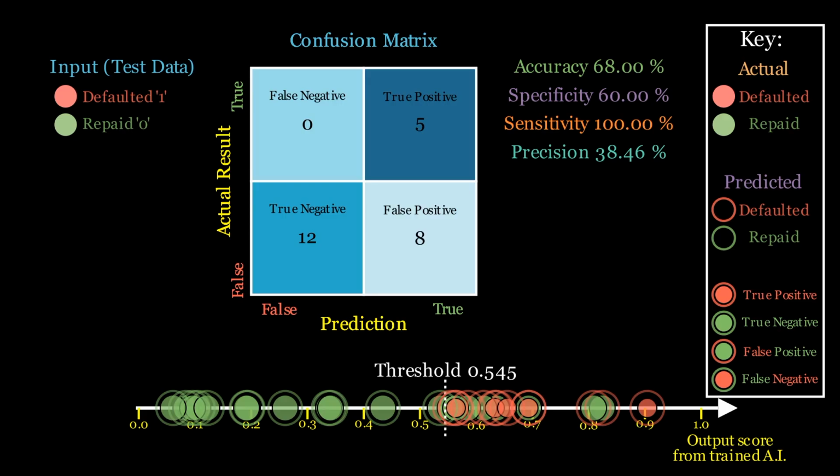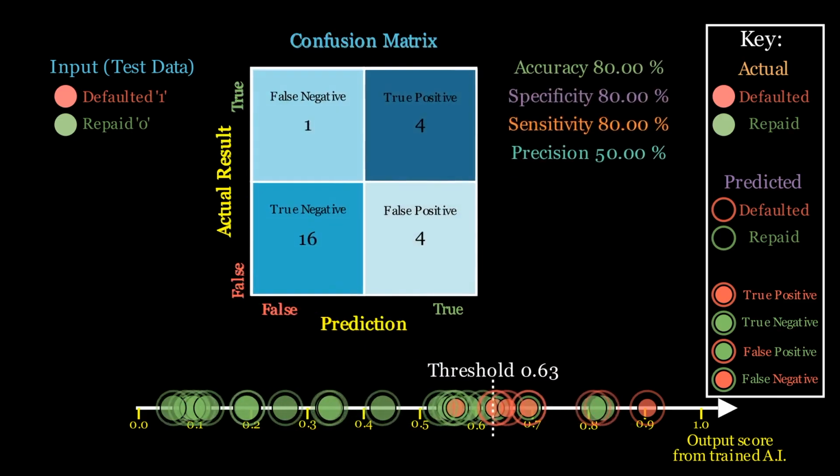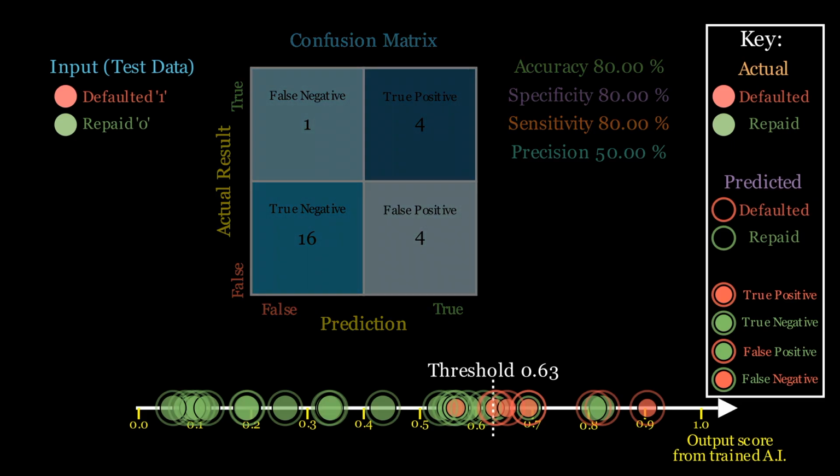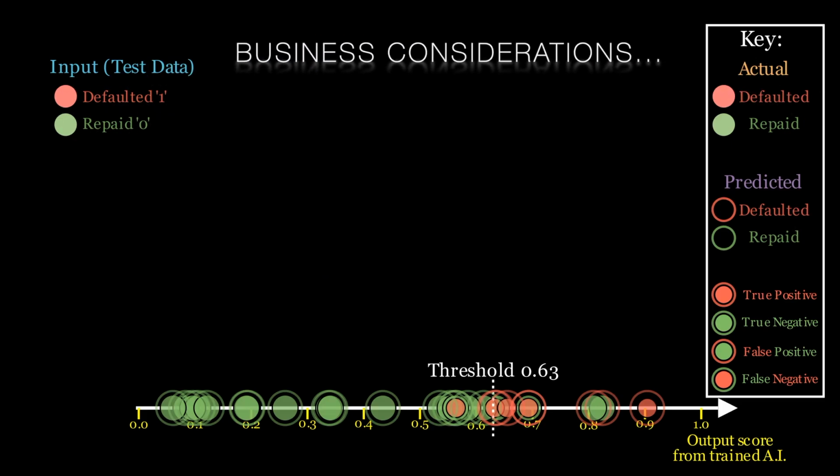A great compromise for this model would seem to be a threshold of 0.63. While we misclassify 1 defaulter, we only misclassify 4 repayers. This is reflected with high scores across all of our KPIs. So, is 0.63 the best threshold for this model? Well, it depends. There are business factors to consider.